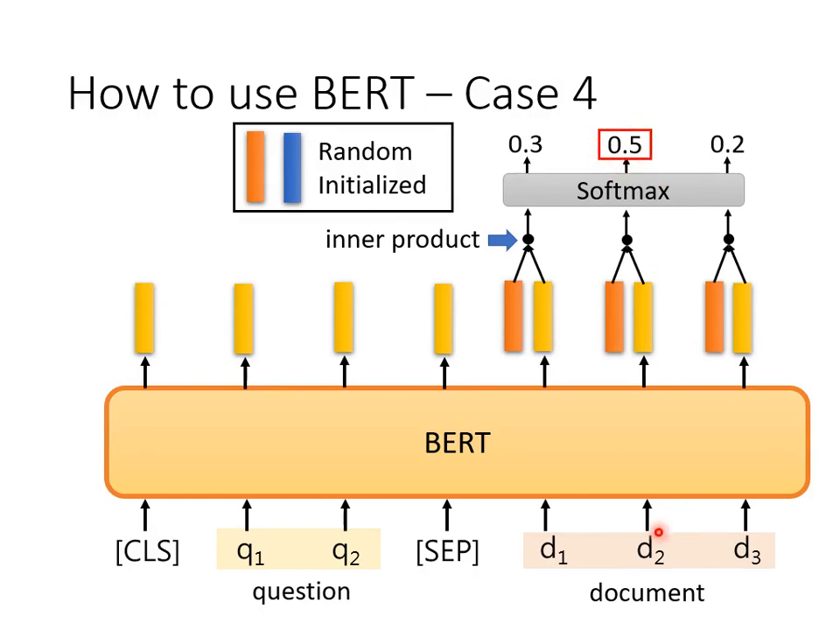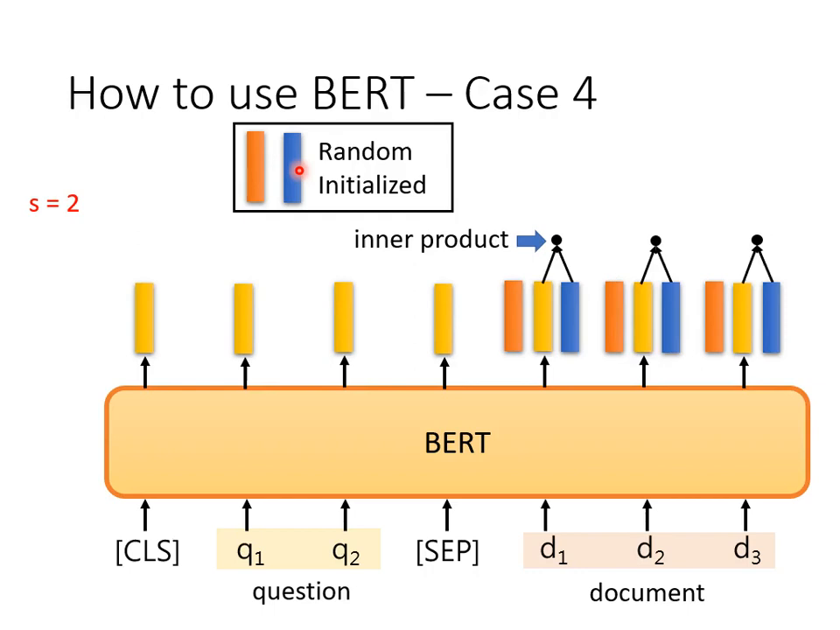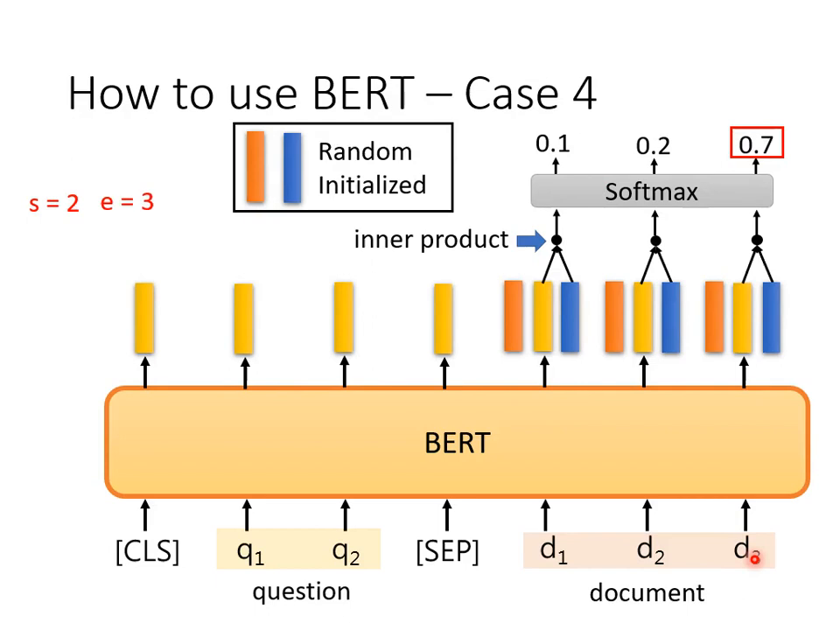Then we should try to find the position that has the maximum score. It's here: the inner product of the orange vector and D2. If this is the max, S should be equal to 2. The starting position of your output should be 2. The blue part does exactly the same thing. The blue part represents where the answer ends. We calculate the inner product of this blue vector and the yellow vectors corresponding to the article. Then, we also use a softmax here. Lastly, find the max value. If the third value is the largest, E should be 3. The correct answer is D2 and D3.